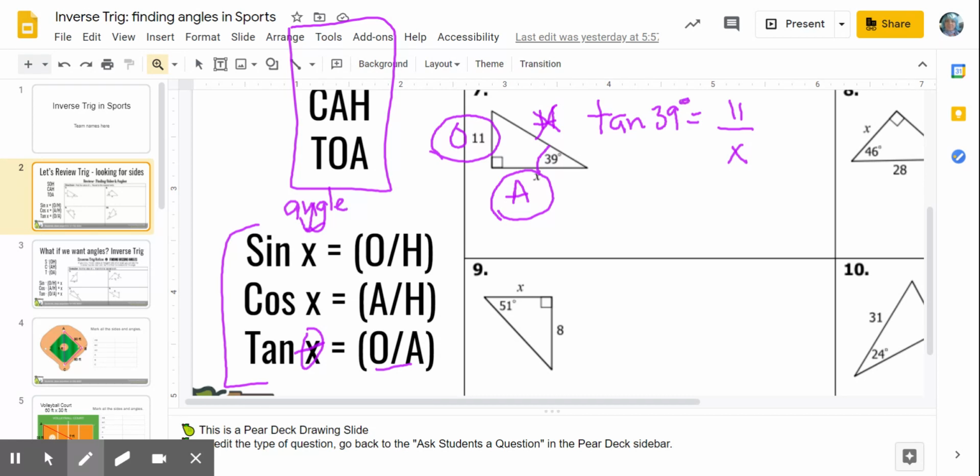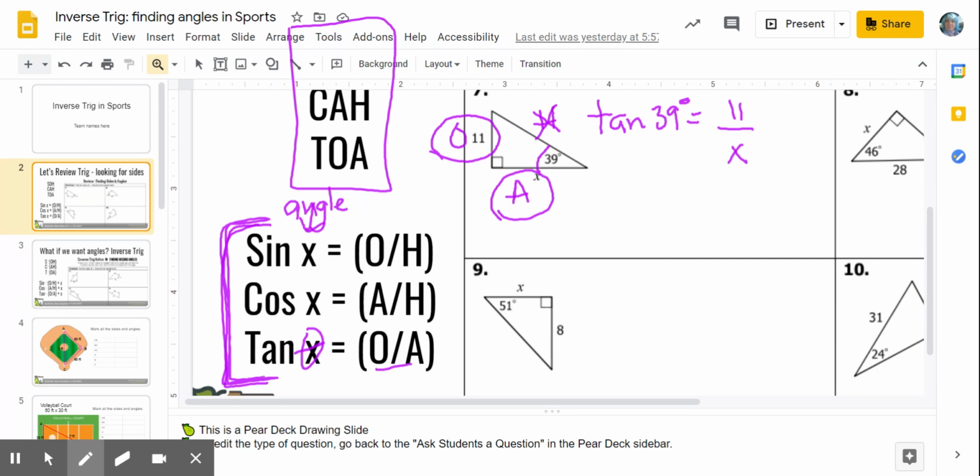And then you just substitute in your O and your A and your H, depending on what the fraction is. And you just have to memorize these 3 things. Those never change. Always sine, cosine, tangent of the angle, and then equals some kind of fraction with some combination of O, A, and H.